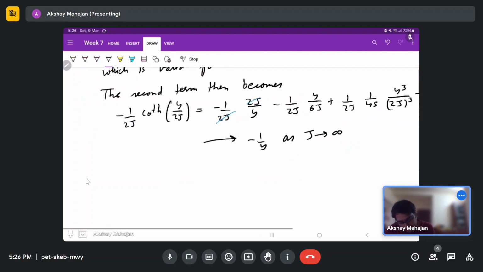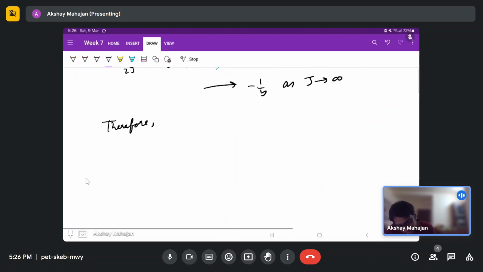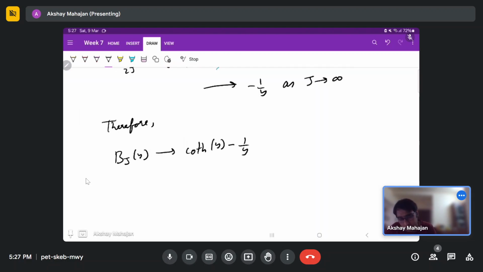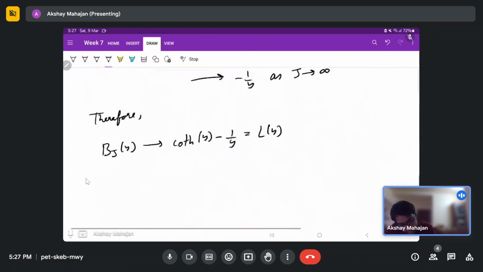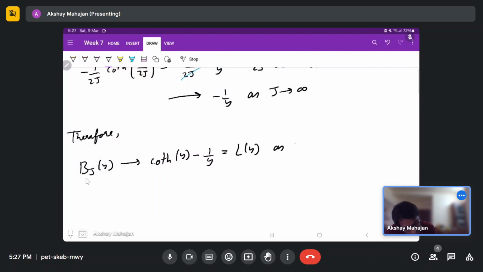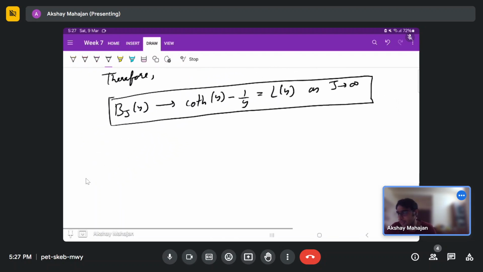Alright, so therefore this Bj of y tends to coth y minus 1 by y, which is equal to our Langevin function basically, as you can check as j tends towards infinity. So this is our answer. Bj of y will tend towards this formula, coth y minus 1 by y, as j tends towards infinity.